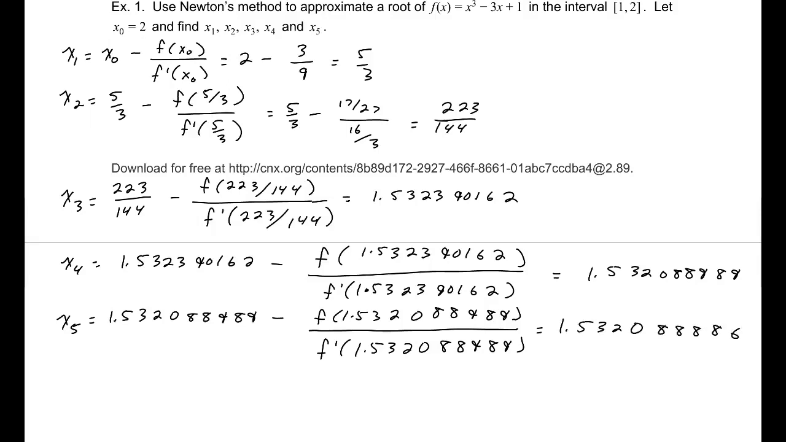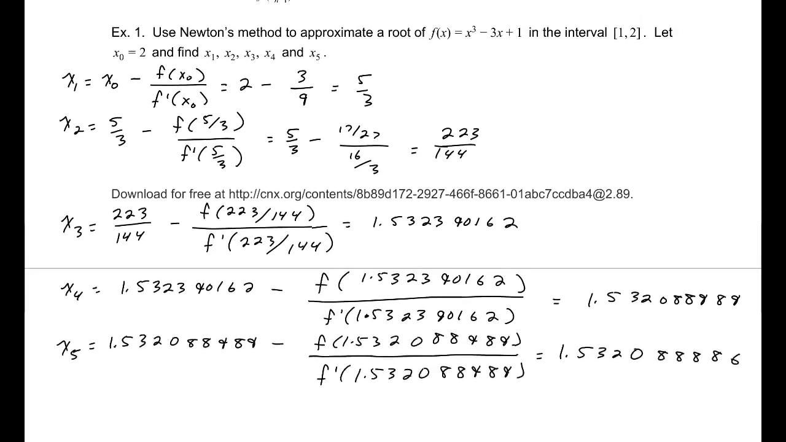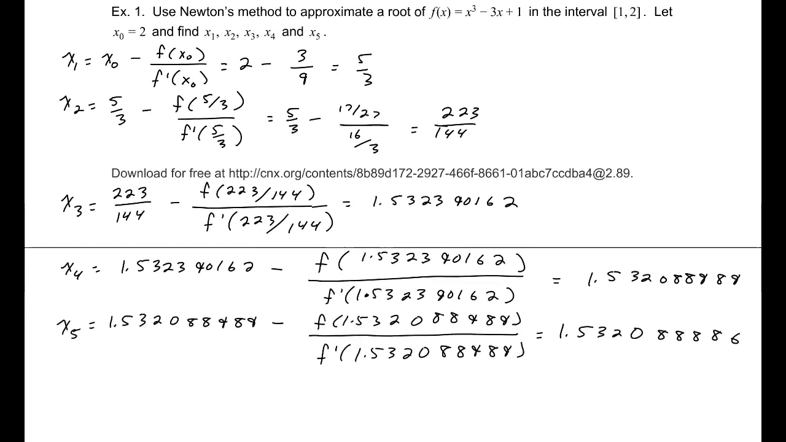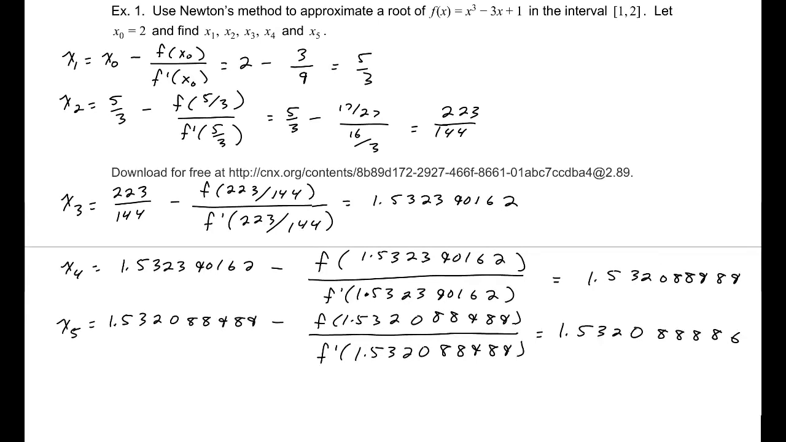Yes. So our x1 through x5 are these values. Now they appear to be approaching 1.53 something. Okay. Which tells us that we likely have a solution. If we continue this iteration for a few more steps, we might see what the zero actually is for that function.